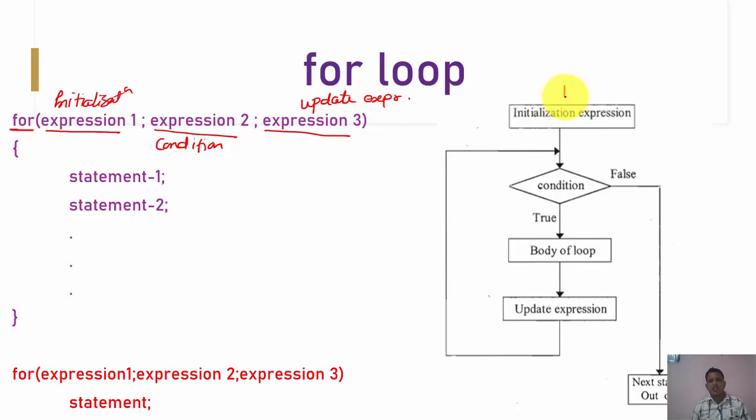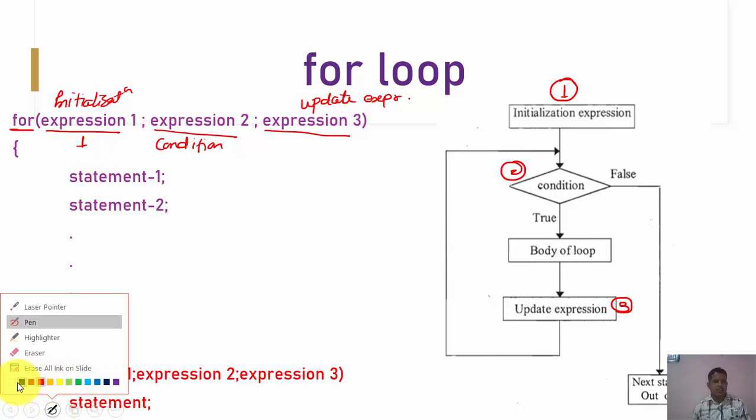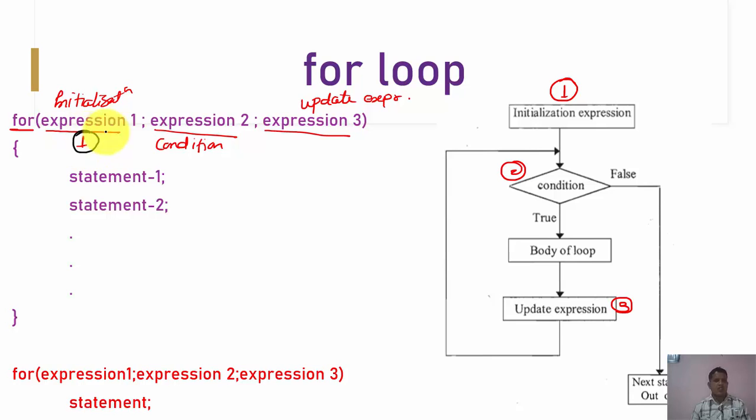As shown, this is expression number 1, this one is expression number 2, and here is expression number 3. As we know, expression number 1 gets executed only once, at the beginning of the for loop, and is used to initialize a value to a variable. So first I initialize the variable, and this gets executed first. Then, in the second step, it checks the condition, which is expression 2.